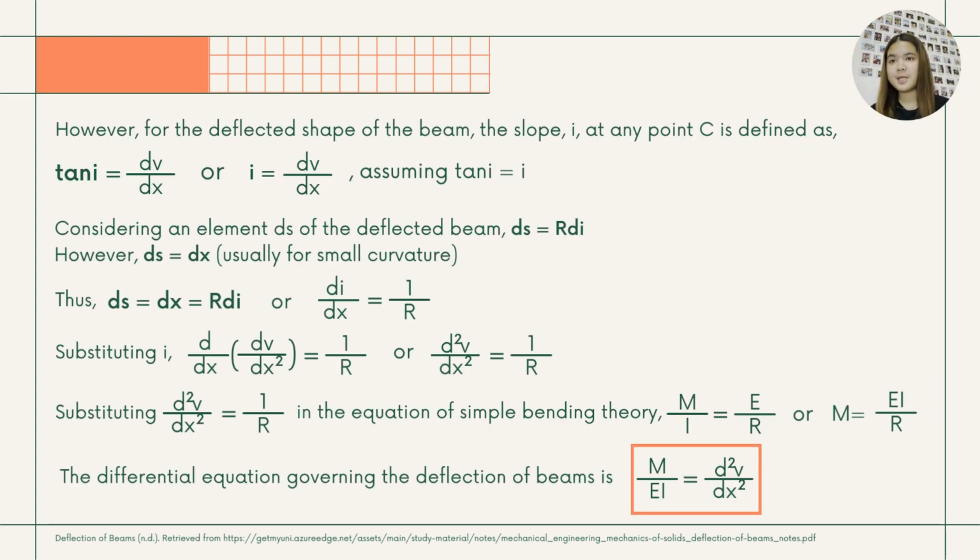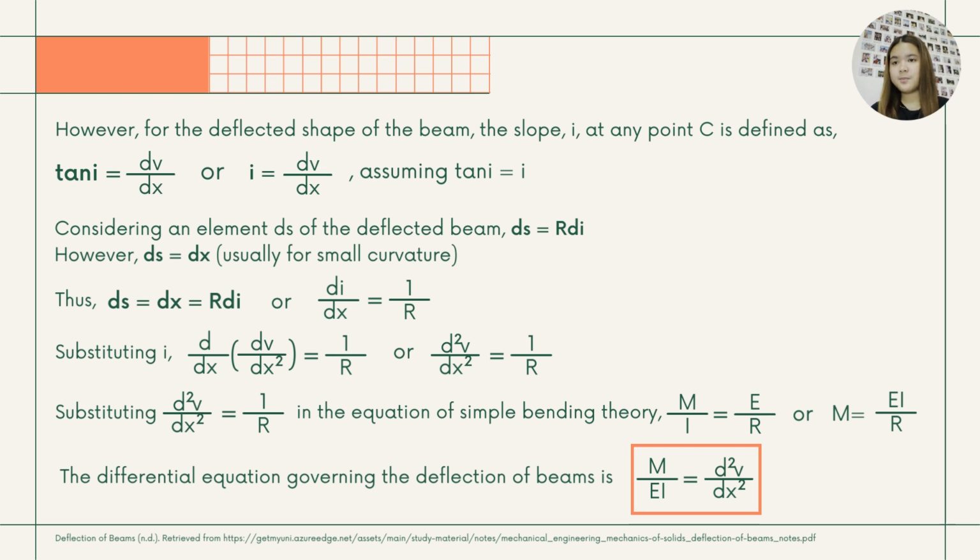However, for the deflected shape of the beam, the slope θ at any point C is defined as tan θ equals the derivative of v with respect to x, or θ equals the derivative of v with respect to x, assuming tan θ equals θ. Considering an element ds of the deflected beam, we get ds equals r times dθ. However, ds equals dx, usually for small curvatures. Hence, ds equals dx equals r times dθ. Substituting the value of θ, we get the second derivative of v with respect to x equals 1 over r.